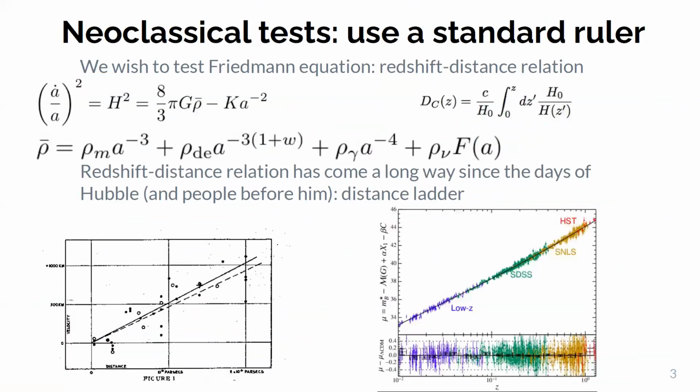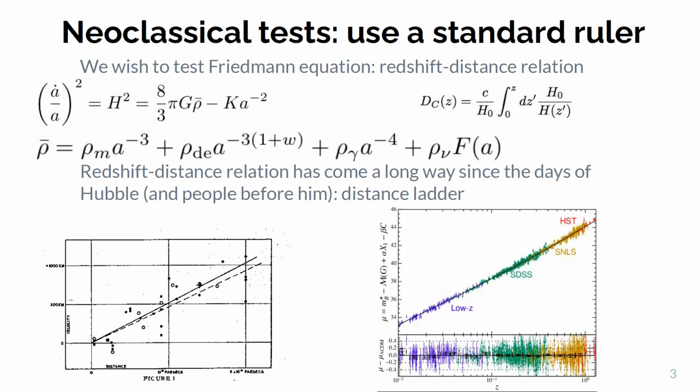Okay, so let's start by talking about the neoclassical tests, basically how we probe Lambda CDM. One way is to look at the redshift distance relation, which already goes back, of course, to Hubble and his way of doing it. So that's this plot here. He got the slope wrong by a factor of 10, and I'll come back to this. This is the famous Hubble constant question.